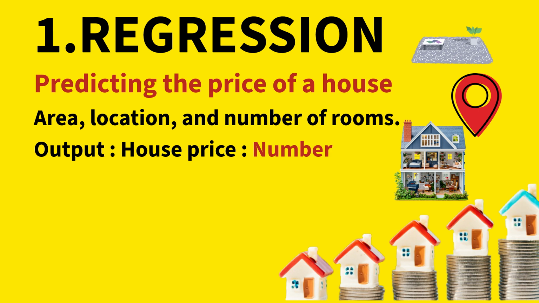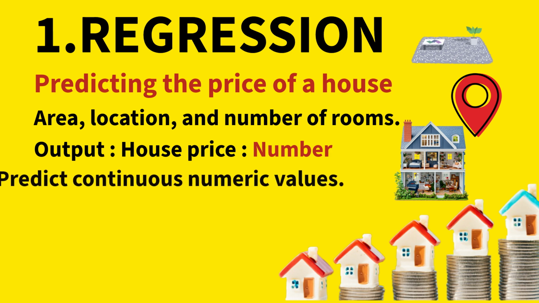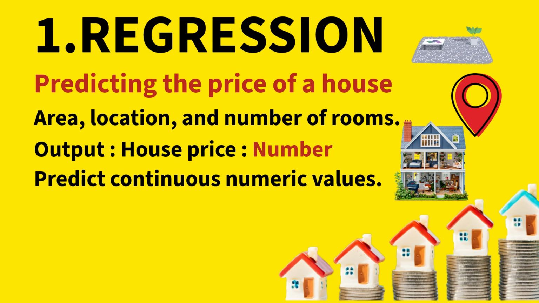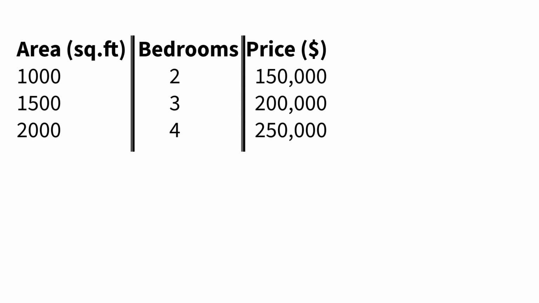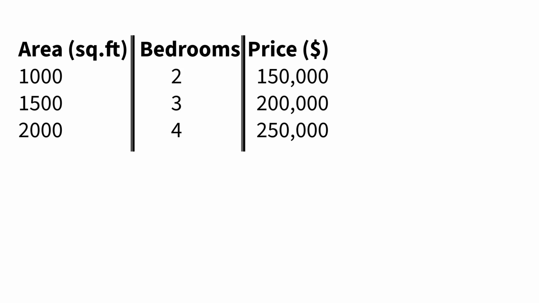Regression algorithms predict continuous numerical values. The goal is to find a relationship between input variables, called features, and an output variable, called the target. Let's take an example. Suppose you have data like this, which has columns like area, bedrooms, and price. Let me give you 5 seconds. Try to guess which are features and which column is the target. Time starts now.